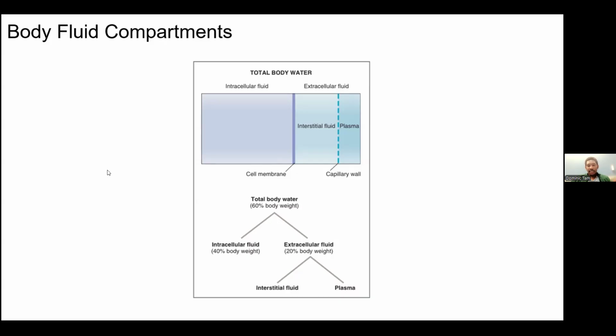In the extracellular fluid, that is the water outside of the cells, 1/3 of the total body weight. Total body water, 20% of body weight. Extracellular fluid is made up of plasma, and the interstitial fluid is the cells, and the major cations in this compartment is sodium, and the major anions are chlorine and bicarbonate.